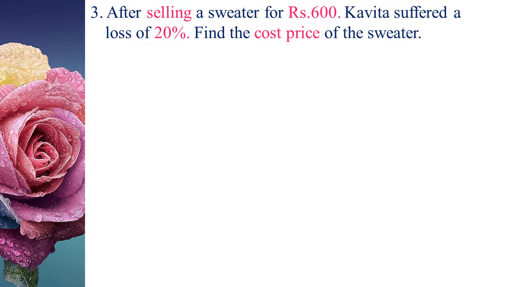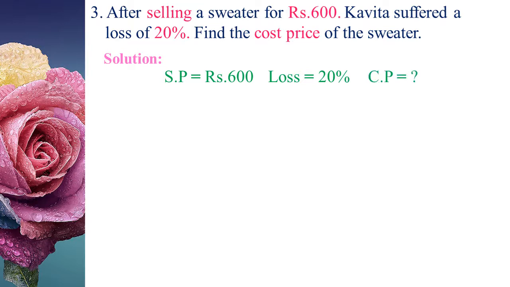Children, let's see the next problem. After selling a sweater for rupees 600, Kavita suffered a loss of 20%. Find the cost price of the sweater. Solution. Children, can you tell me what is given in the problem? Yes, very good. Selling price and loss percentage. The selling price is rupees 600 and the loss percentage is 20. Now we are going to see how to find cost price.